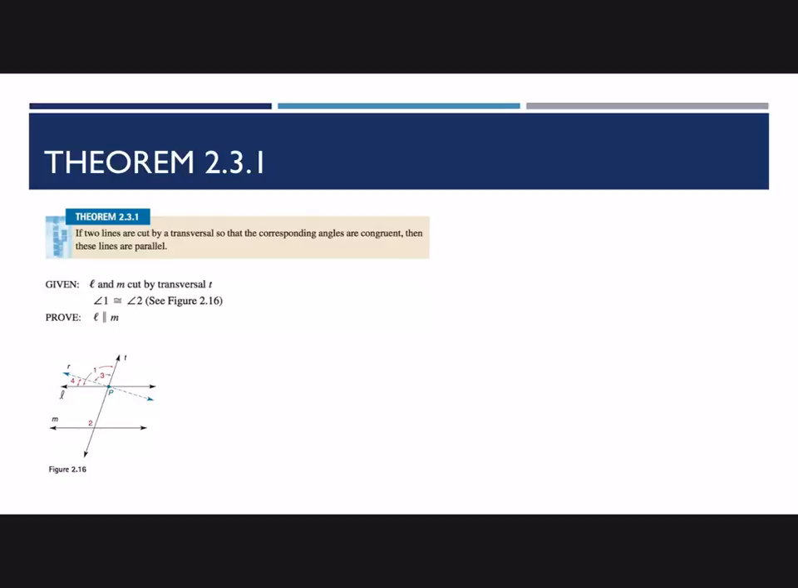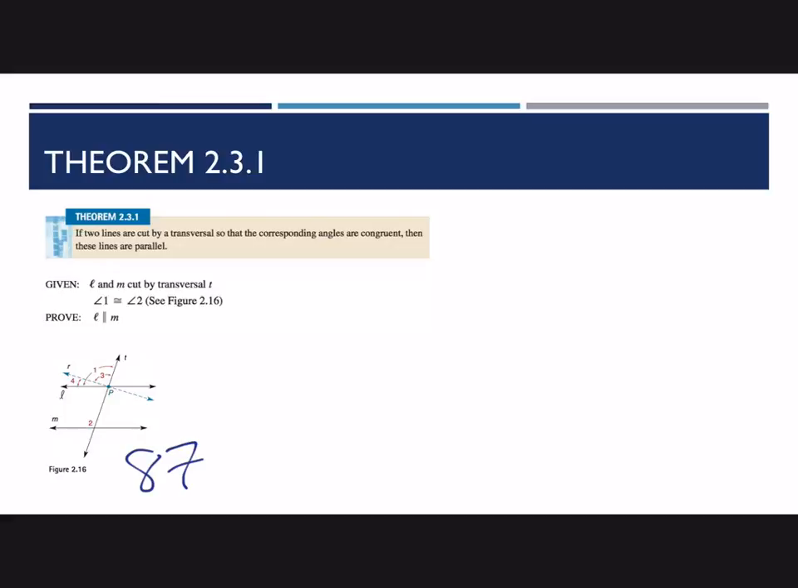So we're starting with two lines, L and M, and I don't know if this diagram is large enough for you to see, but you can follow along from the textbook if it's not. This is figure 2.16, and this is on page 87. Okay, so we have lines L and M, they're cut by a transversal T, and we know that angle 1 is congruent to angle 2. So we're starting with the assumption that two of the corresponding angles are congruent. And then we need to prove that L is parallel to M.